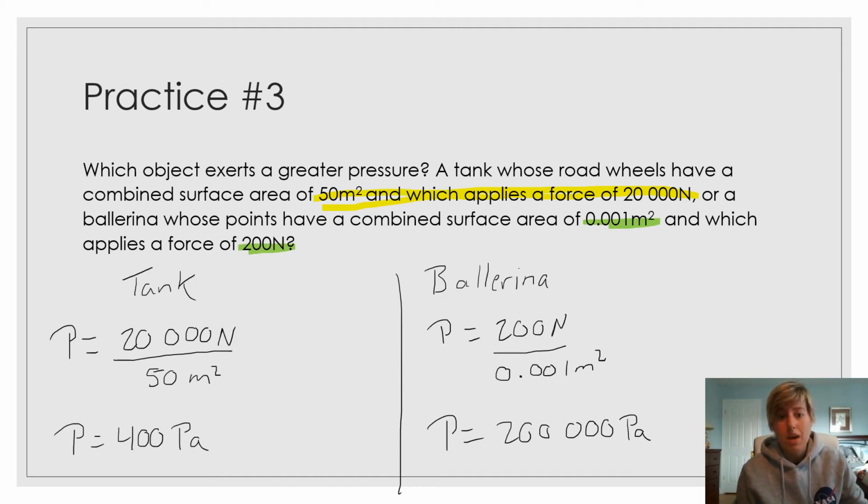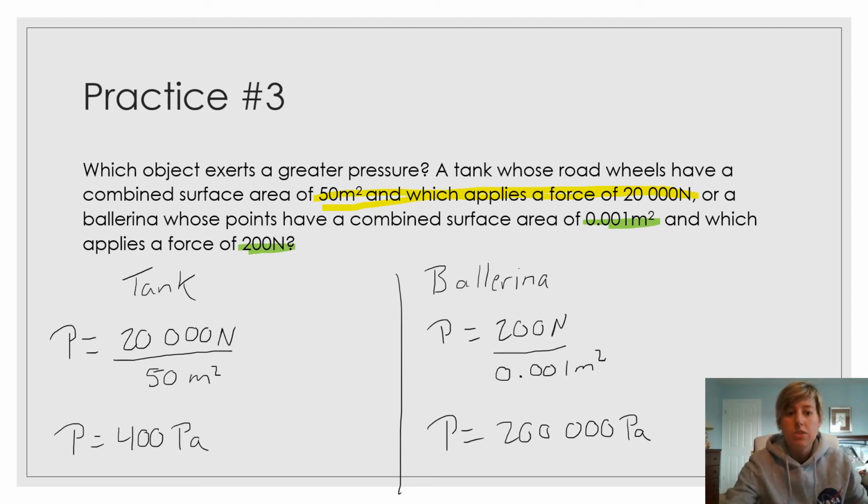With the tank, because I have the entire mass of the tank spread out over a very, very large surface area, the overall pressure is quite low. That's why you can have tanks that have exorbitant masses, but can still actually go on sand, can go on muddy surfaces and not sink.